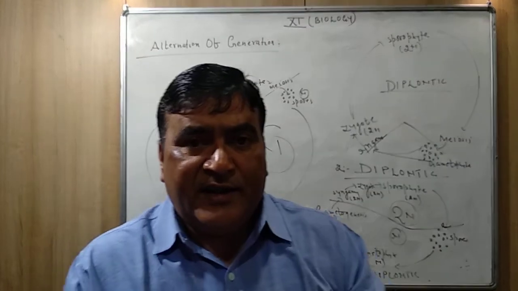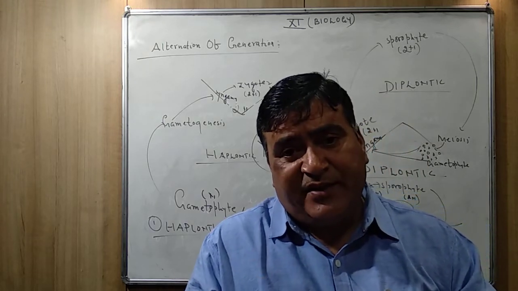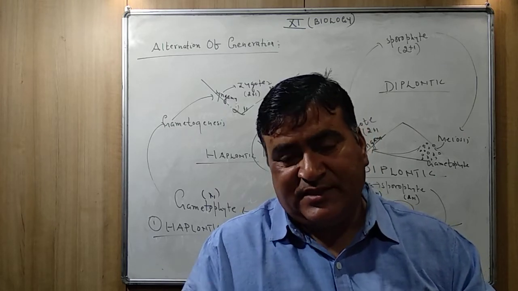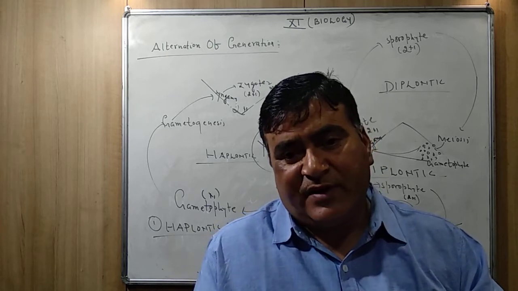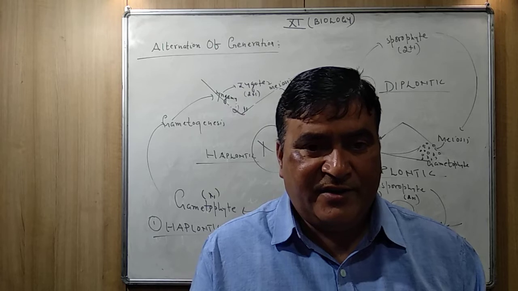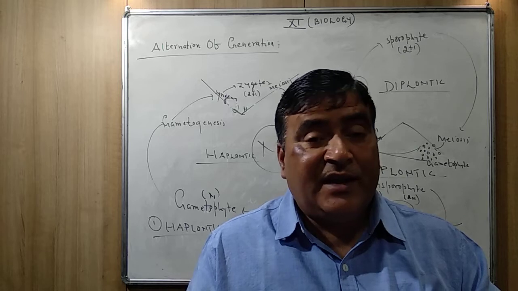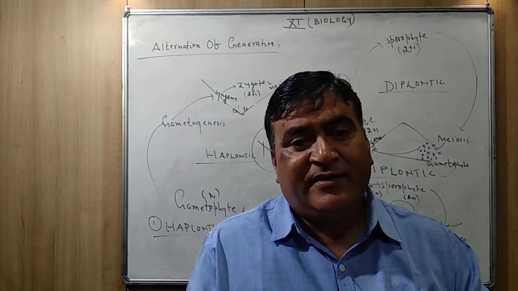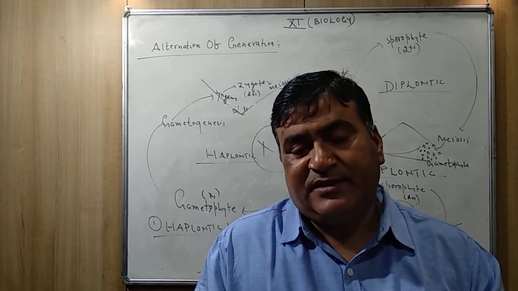And you have to learn that in all the haplontic life cycle, the meiosis takes place in the zygote. Actually, meiosis occurs at two places: during the gamete formation or after the zygote formation. If the main plant body is haploid, if the main plant body is gametophyte, in that case zygotic meiosis takes place. But if the main plant body is sporophyte, in that case gametic meiosis takes place, meaning the meiosis takes place during the gamete formation.